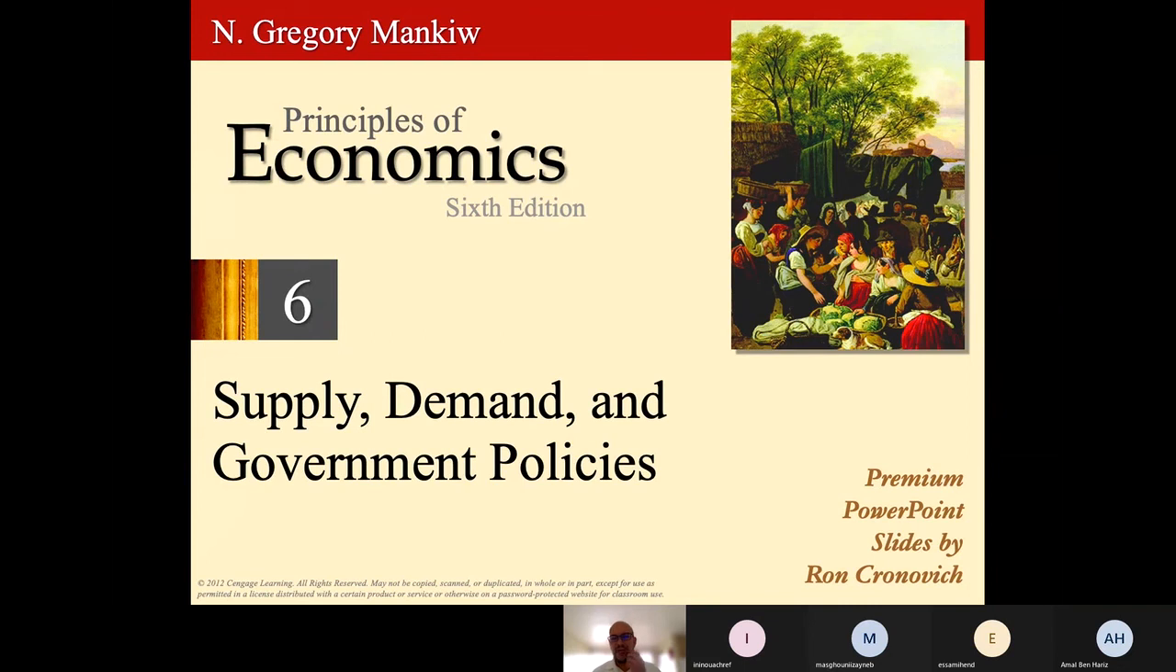And you remember that one of the principles we have studied is that markets are usually a good way to organize economic activities. In this chapter, we will see what happens if the government intervenes in the market.